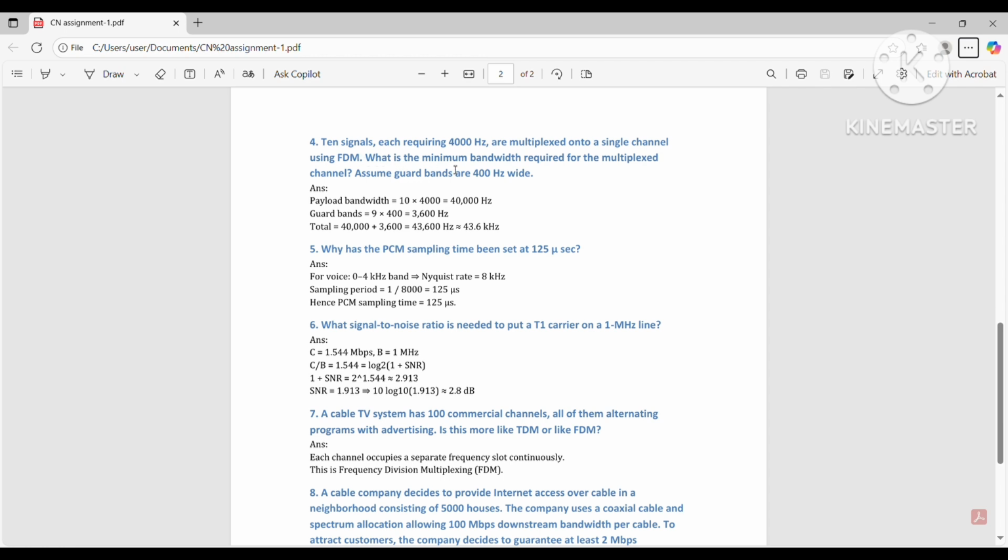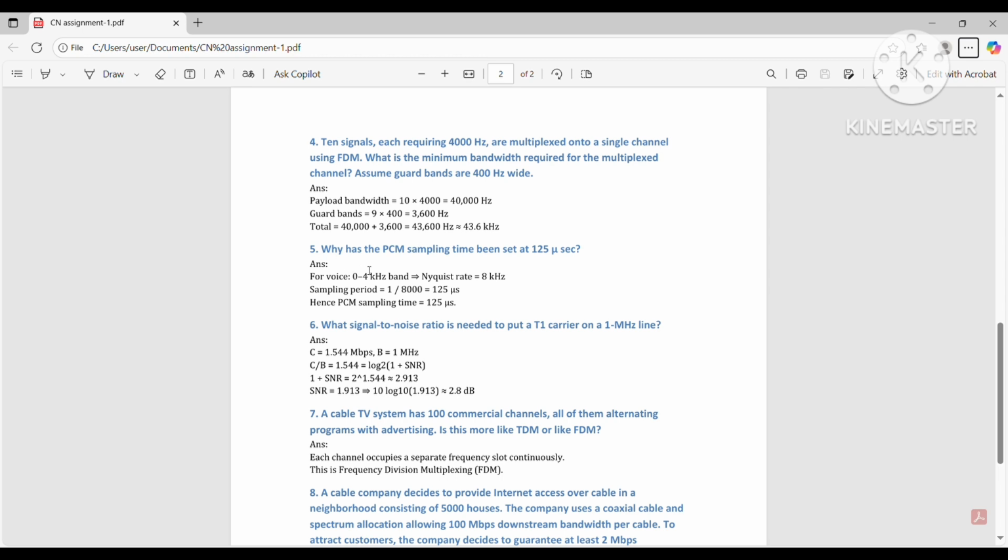Fourth one: 10 signals each requiring 4000 Hz are multiplexed onto a single channel using FDM. What is the minimum bandwidth required for the multiplexed channel? Assume guard bands are 400 Hz wide. The payload bandwidth is 10 x 4000, which is 40,000 Hz. Guard bands required are 9 x 400 = 3600 Hz, and the total is 40,000 + 3600 = 43.6 kHz.